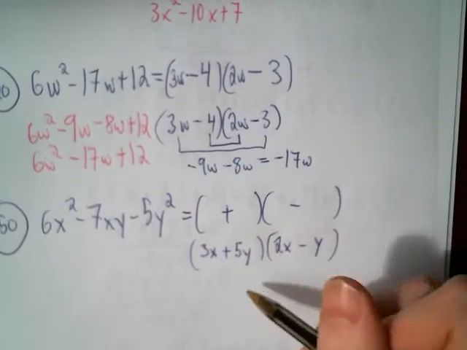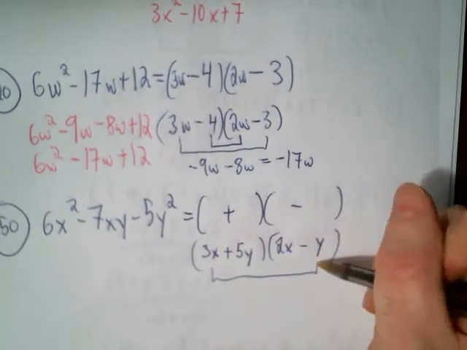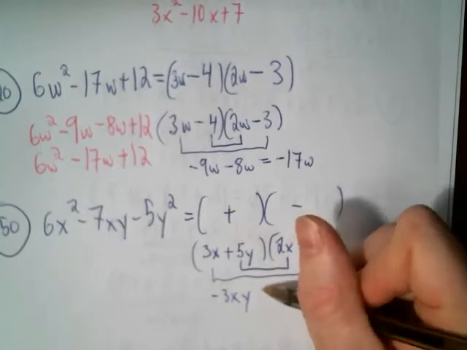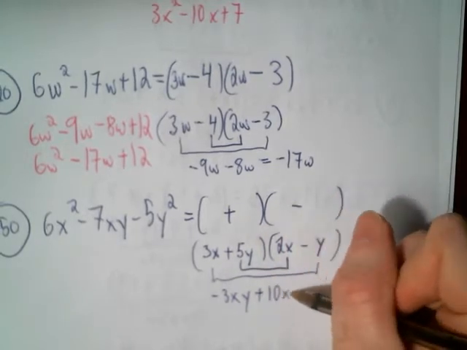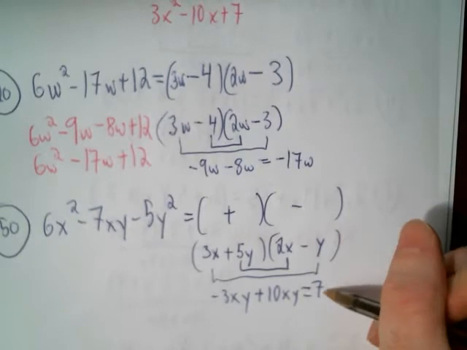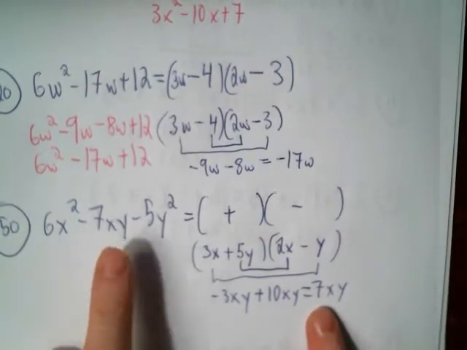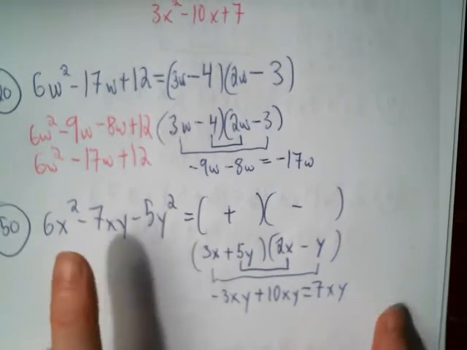Okay, so the outers, negative 3xy, and the inners, plus 10xy gives me 7xy. Okay, so these are almost exactly the same, right? But this one's positive, this one's negative. So what do you think you do?